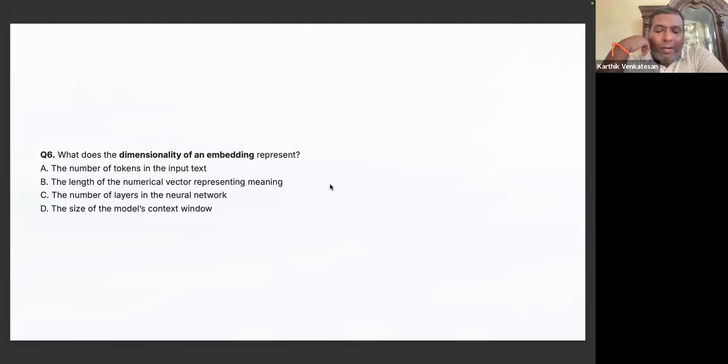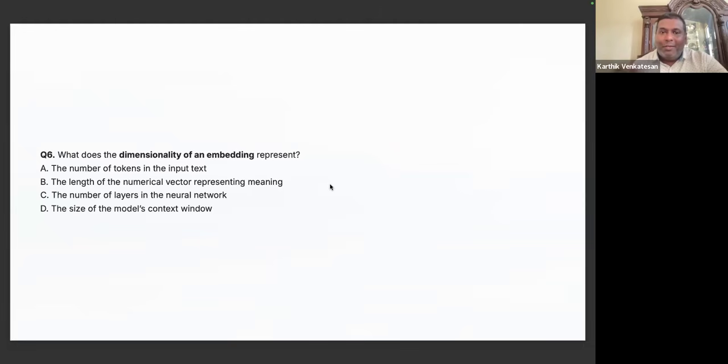If you mentioned B, what is the reason you mentioned B? Can someone type also C? If you mentioned B, you're right. If you mentioned C, that's not related to dimensionality. Dimensionality is really the numerical vector, how many dimensions you are representing in the vector.